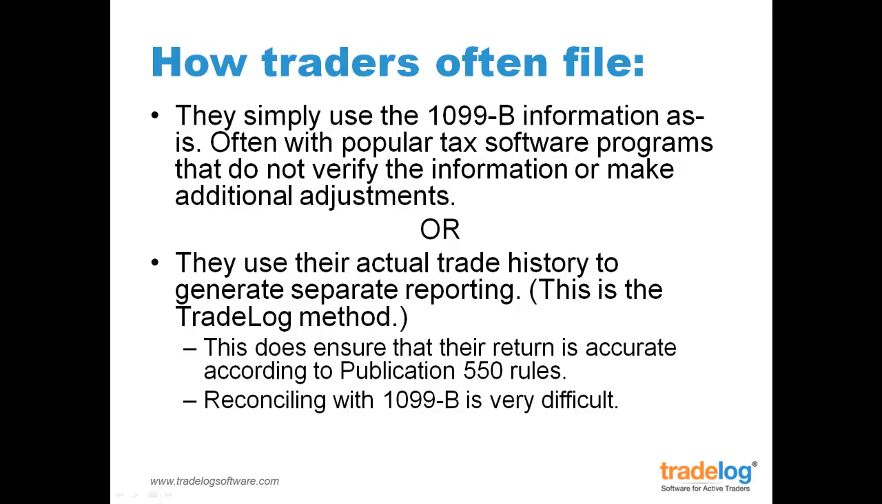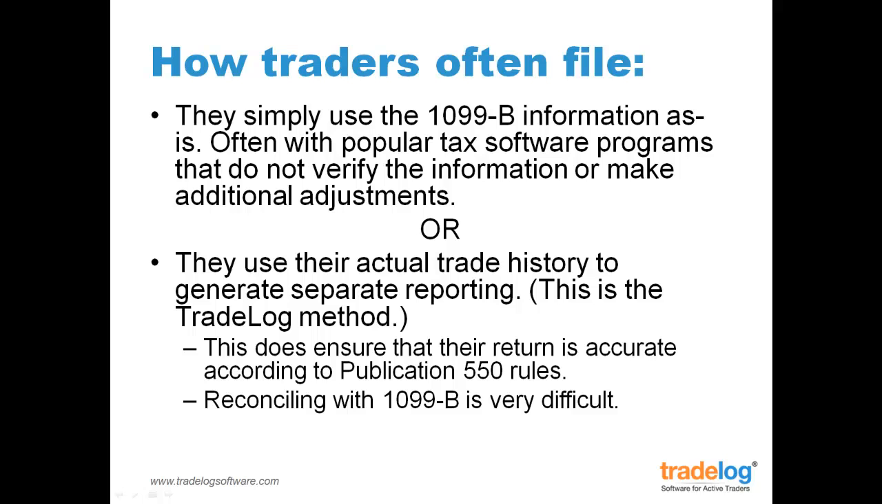The other method for filing, which is the trade log method as well, is to actually generate separate reporting, usually using accurate trade history records. What a taxpayer can do, what a trader can do particularly, is take their actual trade history and use that to create the tax reporting required with all the wash sale rules and every other adjustment required by Publication 550. Now again, since the 1099-B does not provide all the details and all the information that's needed, this has to be done separately. So we're using trade history in order to do it. But using this method, the taxpayer can try to reconcile with their 1099-B. I say try because it's often difficult, sometimes impossible, for the reasons that we've mentioned.